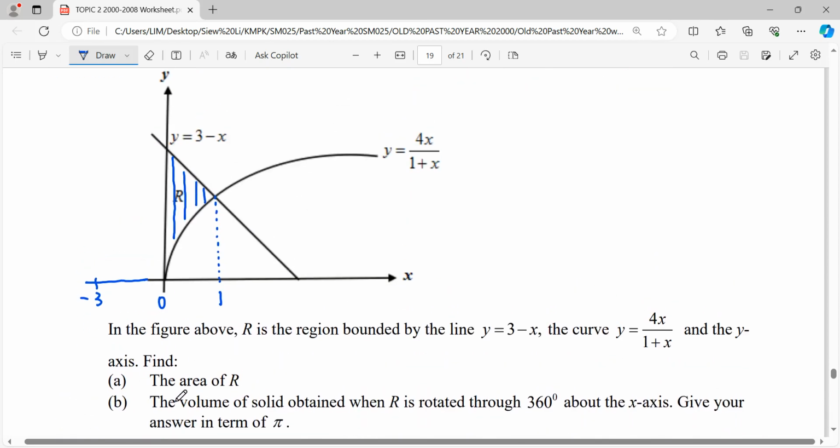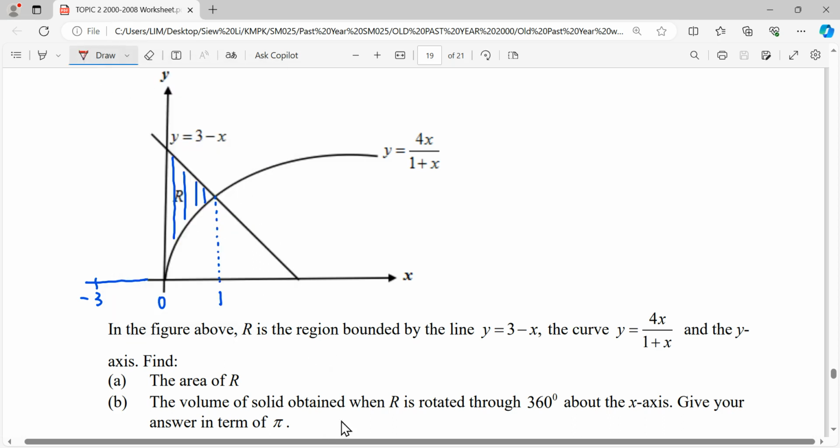Then for question B, the volume of the solid obtained when R is rotated through 360 degrees about the x-axis. Give the answer in terms of pi. So this region R is going to rotate about the x-axis, and we're going to find its volume.